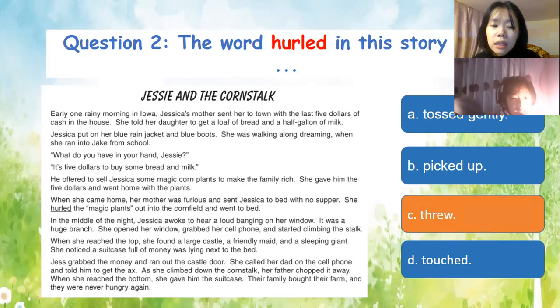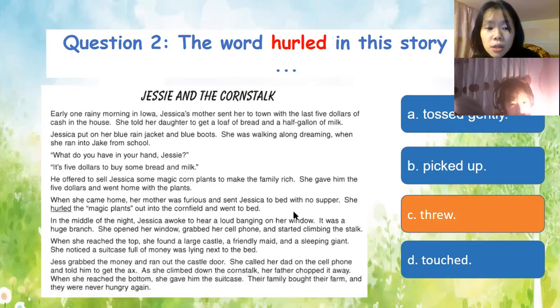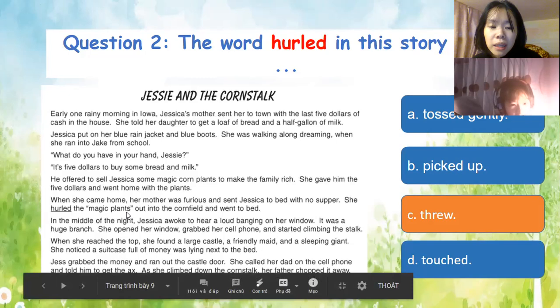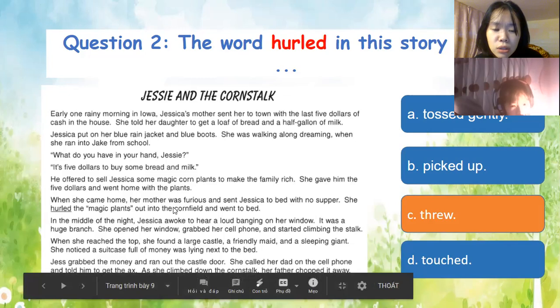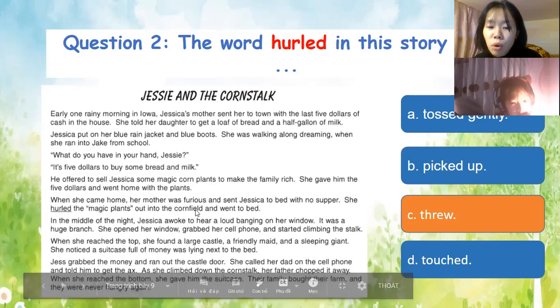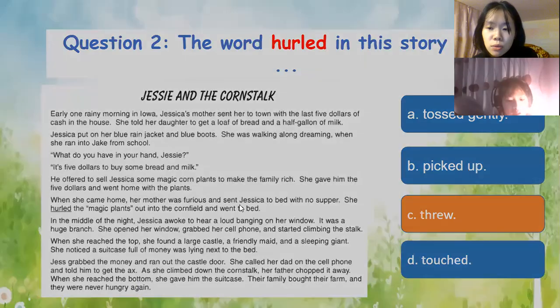Con xem nhá. When she came home, khi cô ấy về nhà, her mother was furious, bực mình, and sent Jessica to bed with no supper, cho đi ngủ mà không được ăn tối. She hurled the magic plant out, quăng cái cây ma thuật đi, into the cornfield, vào cánh đồng ngô, and went to bed. Đây này, ném vào cánh đồng ngô đúng không? Chứ không thể là nhặt vào cánh đồng ngô được. Yeah. Next one.